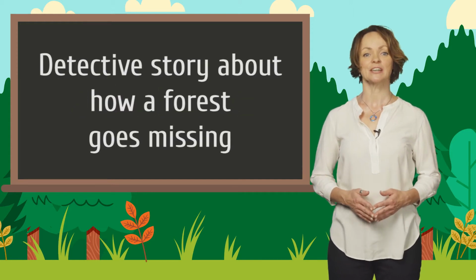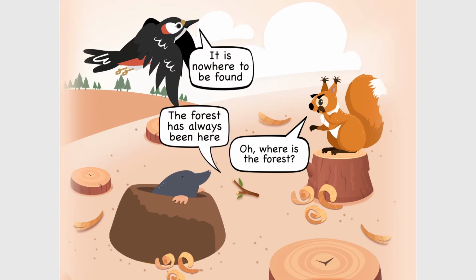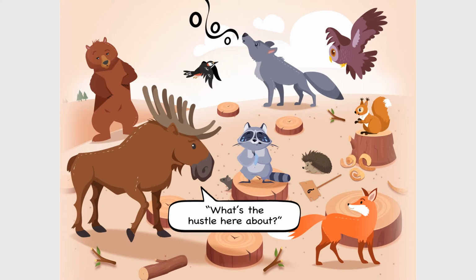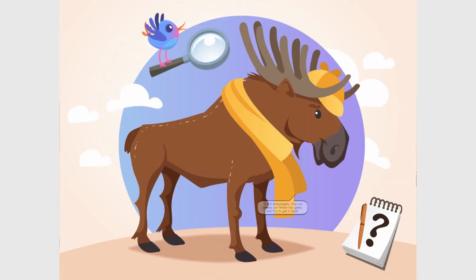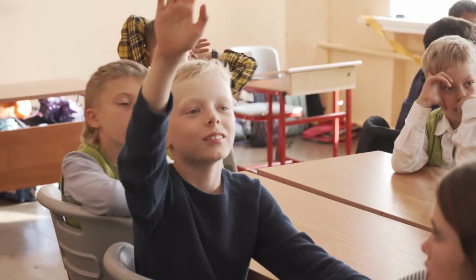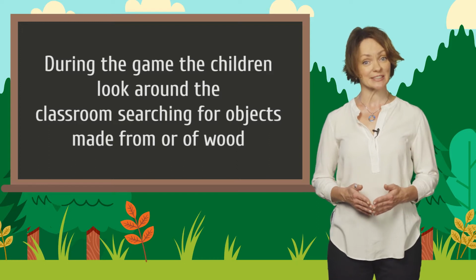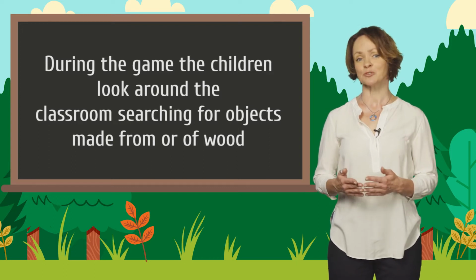The next part of the lesson is an illustrated detective story about how a forest goes missing, and a detective called Sherlock Elk gives up a challenging elkestigation. Your goal at this point is to get the children involved in a dialogue and to prepare them for a game-based task. During the game, the children look around the classroom searching for objects made of wood.